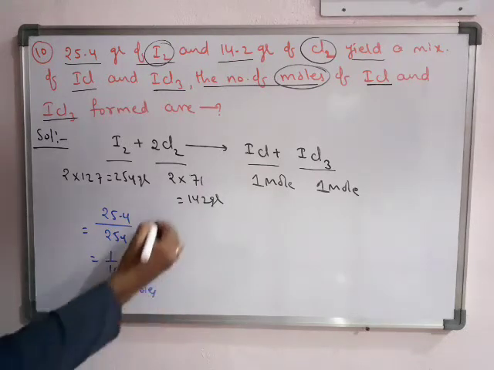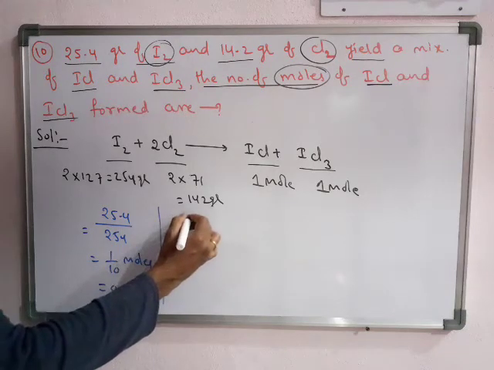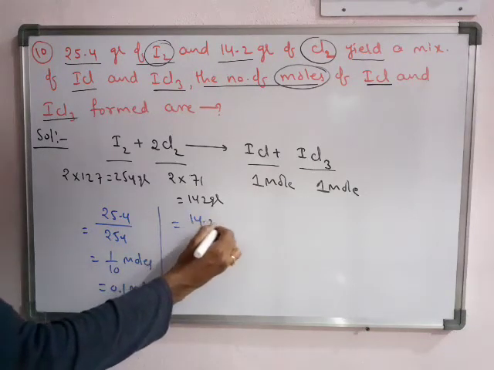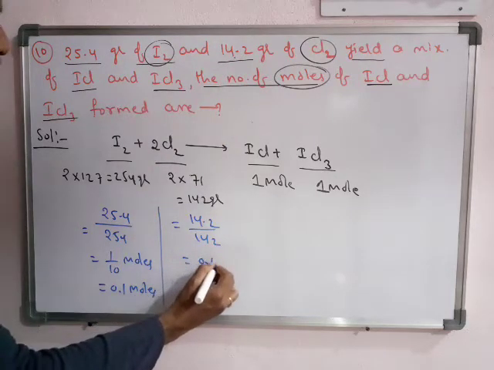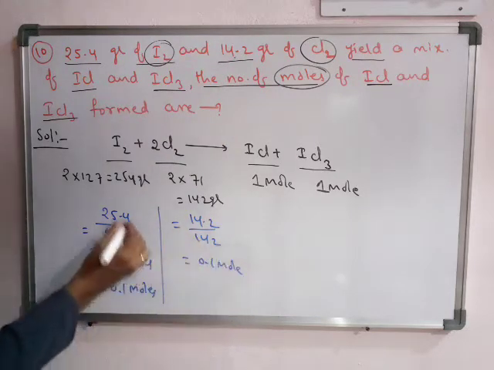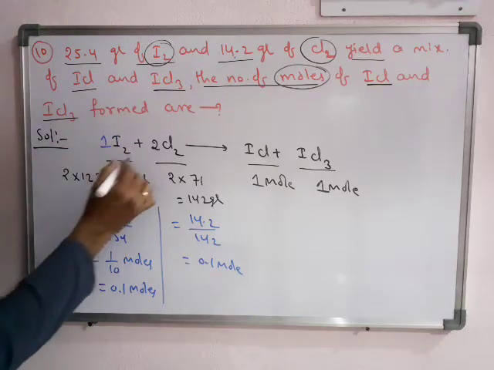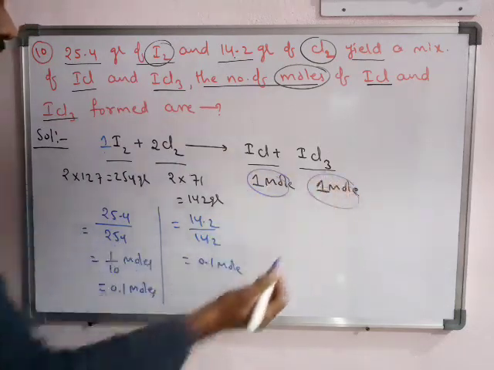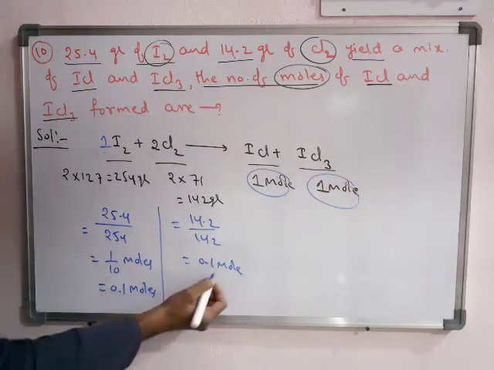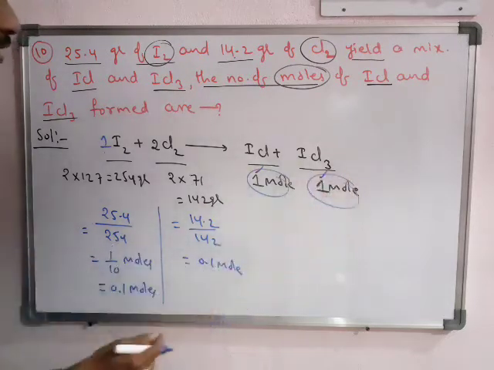0.1 moles is given. How much? This is also given, I think. So molecular weight 14.2. Molecular 1.2. This is also 0.1 mole. So here 1 mole gives 1 mole. In the same way 0.1 mole gives 0.1 mole. Sorry, 0.1 mole and 0.1 mole.